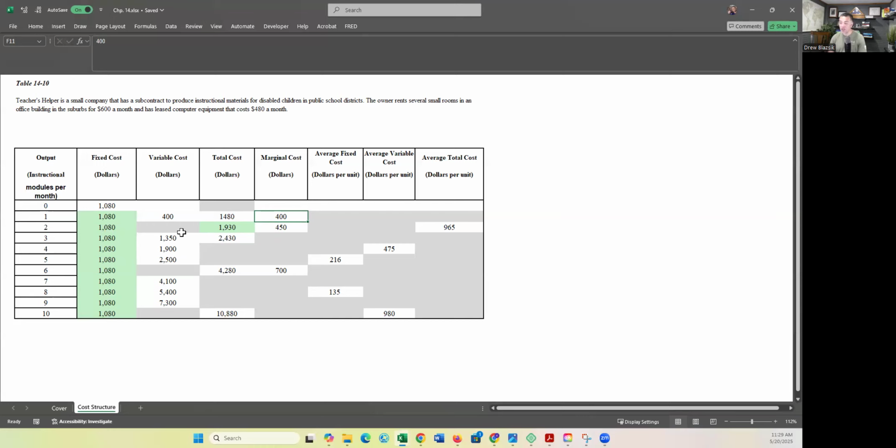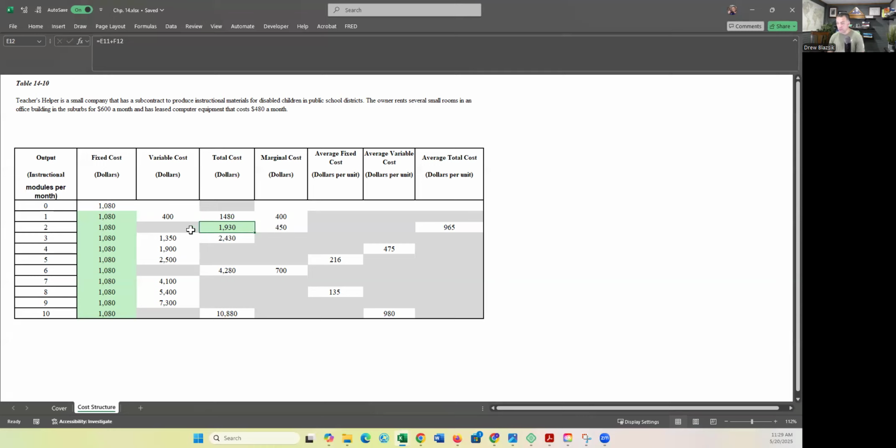What was my fixed cost? I owe 1,080 no matter what. That means what is my total cost if I produce one? Well, it's the 1,080 plus that 400, which is 1,480. So it's kind of connected to variable cost, but variable cost is a total. That's a total of one. That's why they are the same at that first unit, because that's the total variable cost for that one unit. And then the additional cost for producing one more unit is 400.